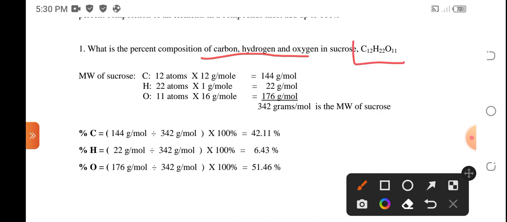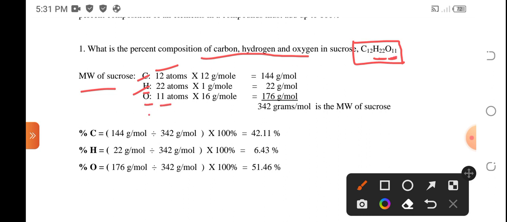We know that sucrose, or table sugar, has the chemical formula C12H22O11. First step, compute the molecular weight. For carbon, hydrogen, and oxygen, use the subscript to know the atoms per element. Carbon has 12, hydrogen has 22, oxygen has 11.